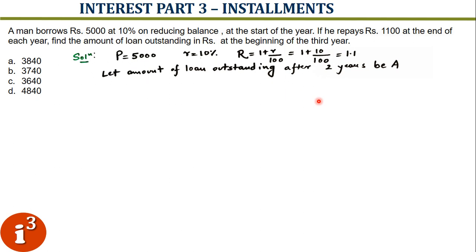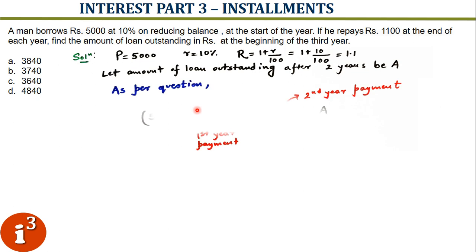So it is a very simple equation. On the first year, there will be 1.1 into 5,000. That means 11 by 10 into 5,000. This will be the amount after the first year. From that you have repaid 1100, so minus 1100. On that amount, second year interest will be charged. Finally, the equation will look like this.